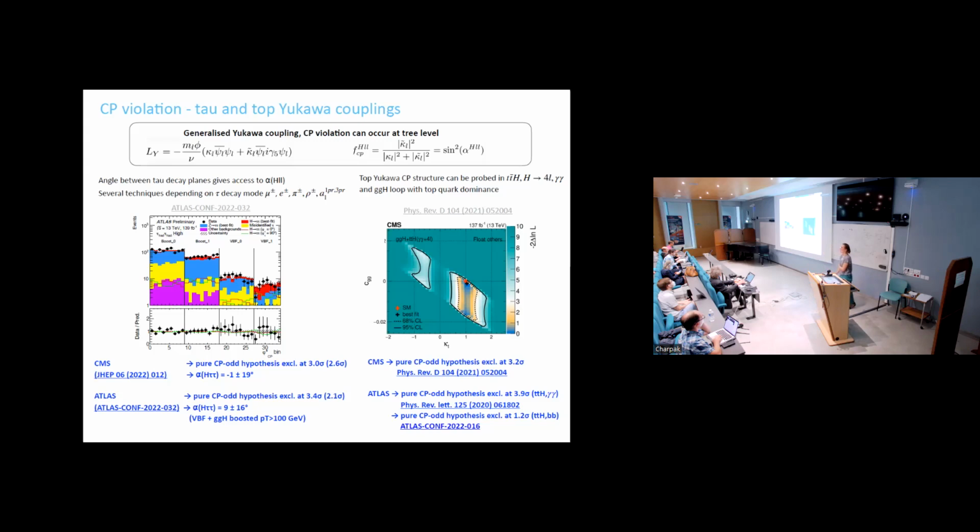So, as a conclusion, everything looks standard model-like, but there is maybe still room to have a CP mixture. We have only exclusion of the pure CP-odd. So we can open the discussion now. Maybe the speakers can join as well.